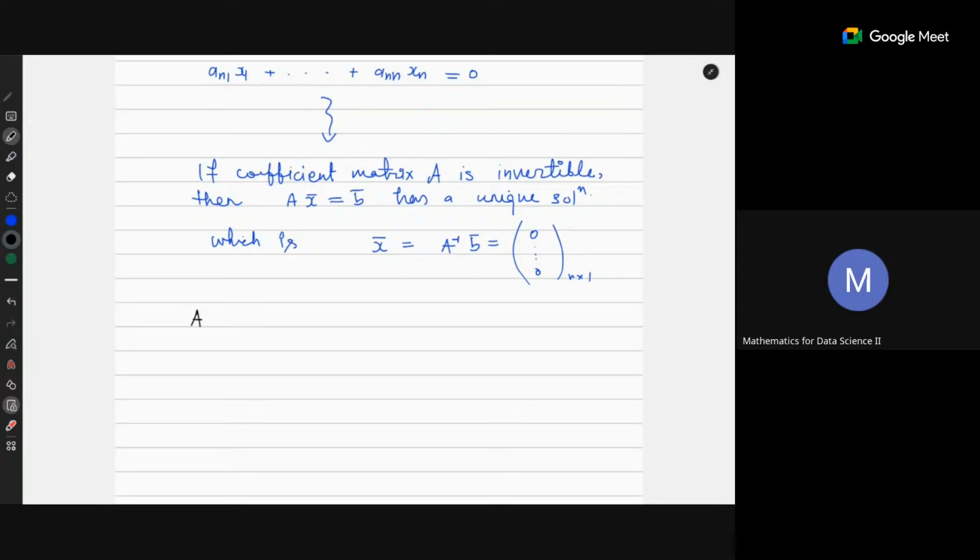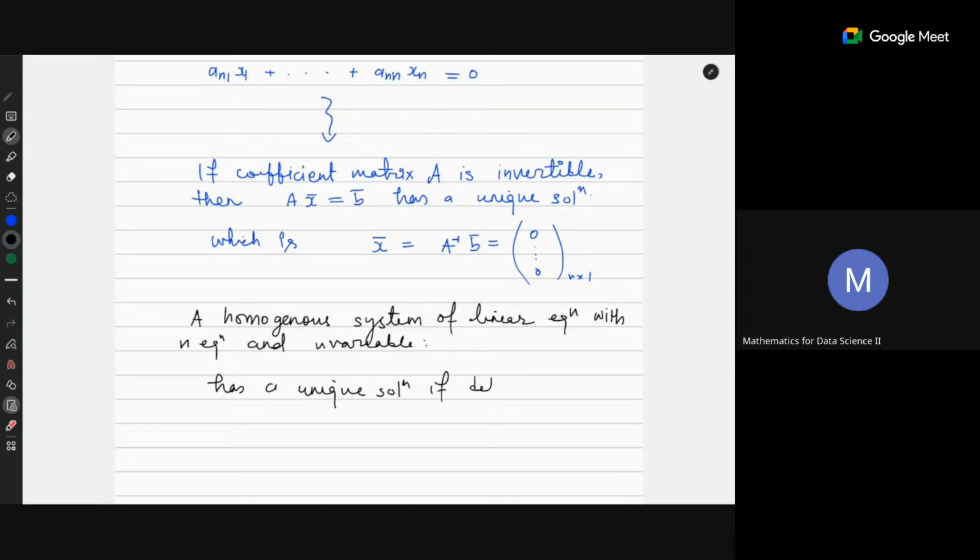A homogeneous system of equation with n equations and n variables has a unique solution if determinant of A is non-zero, and has infinitely many solutions if determinant is equal to 0.